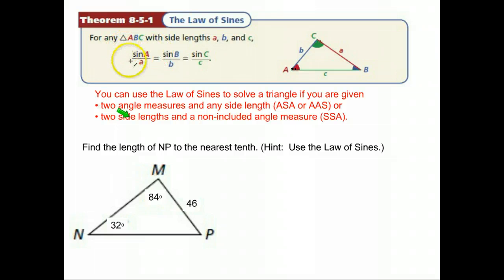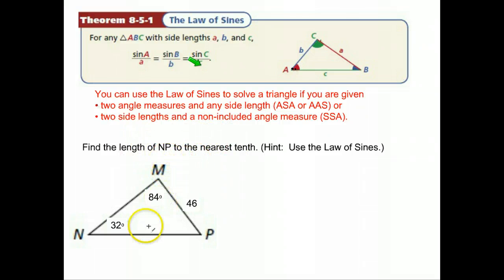What the law of sines says is that these are equal to one another. If you take the sine of the angle over the length of the side across from it, it's equal to the sine of another angle in that triangle over the side across from it. It's just equal to the sine of the final angle in the triangle over the length of the side across from it. We're going to look at an example to show how this works.